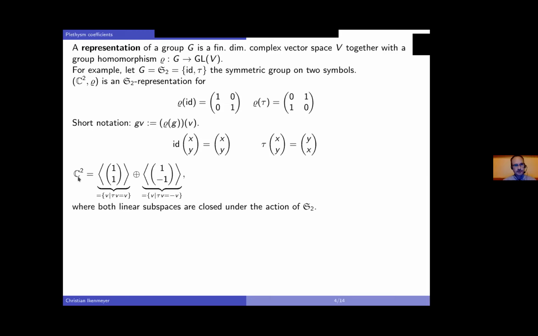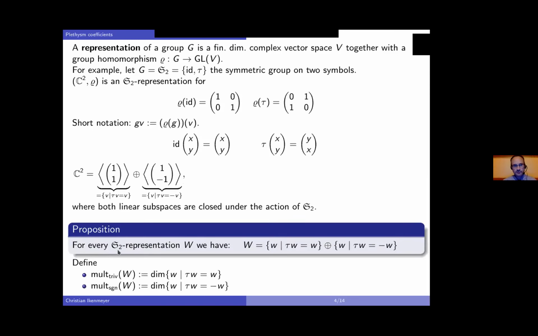Well, so this means, and this is a direct sum, right? So C2 decomposes in this nice fashion. And these are the invariants, and these are called skew invariants. And this is always the case. So whenever you have any S2 representation W, it always decomposes into some subspace, which are the invariants, and some subspace, which are the skew invariants.